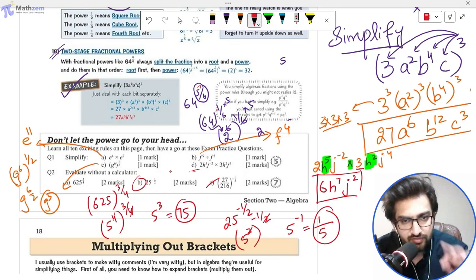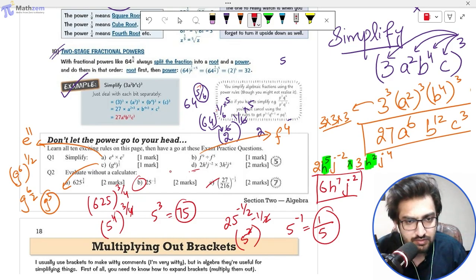In part C, you flip that, so that power will become positive, and then solve it. Okay, try that part C. So till here we have completed this lesson. In the next lesson we will start multiplying out brackets.